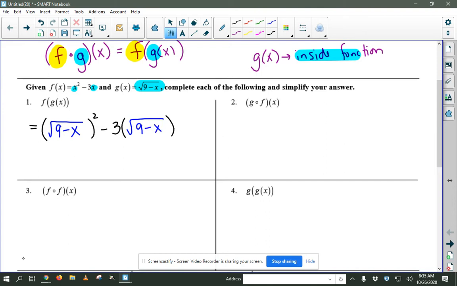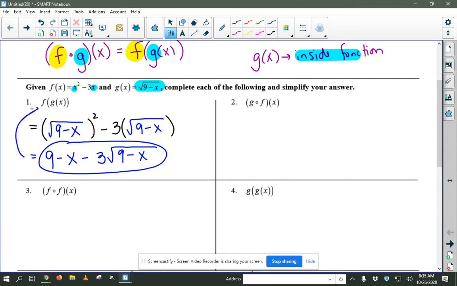And then I said to go ahead and clean this up. Well, if I square a square root, I'm just left with what was underneath the square root. And if I multiply a number times the square root, I just write it as a coefficient, right? 3 times the square root of 9 minus x. And that's it. I cannot clean this up any further. And this is equal to f of g of x.